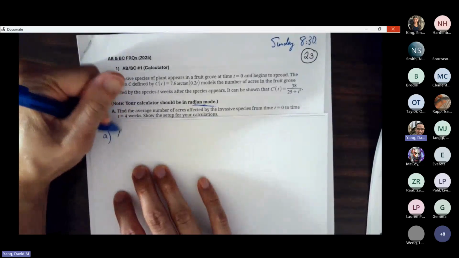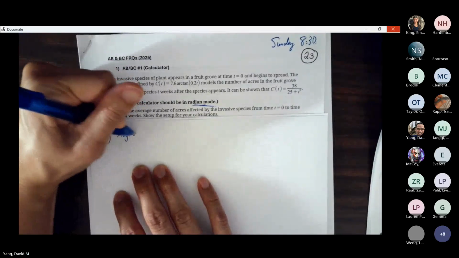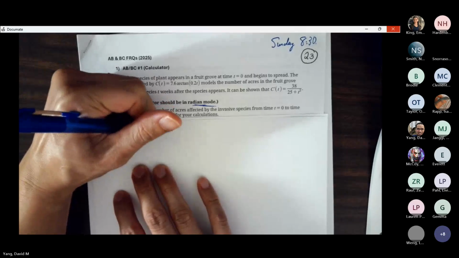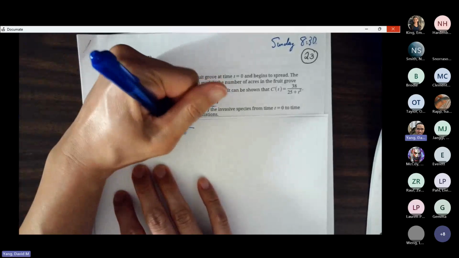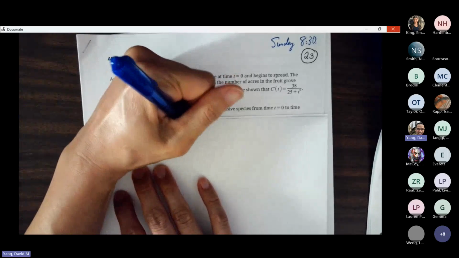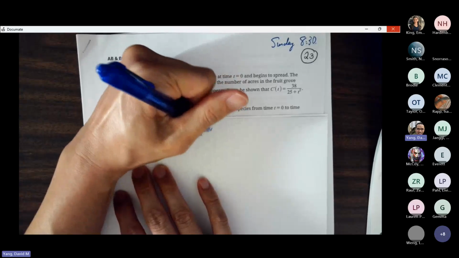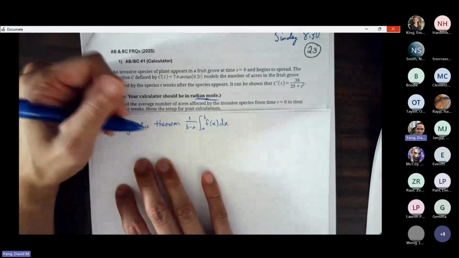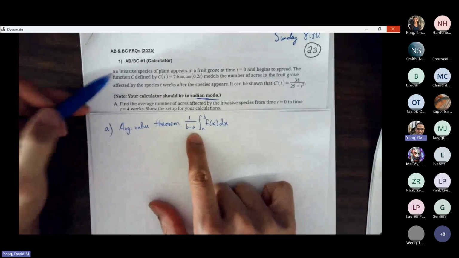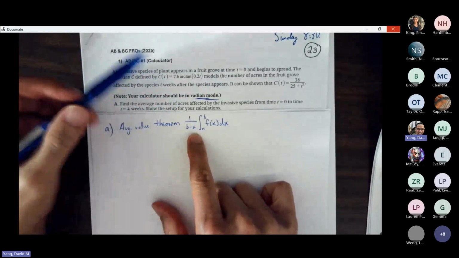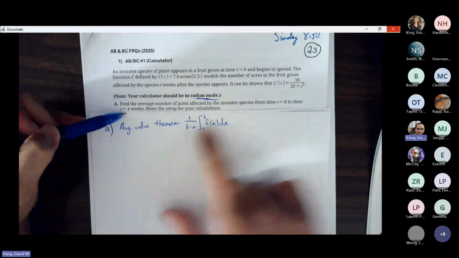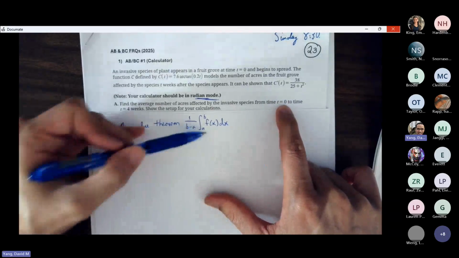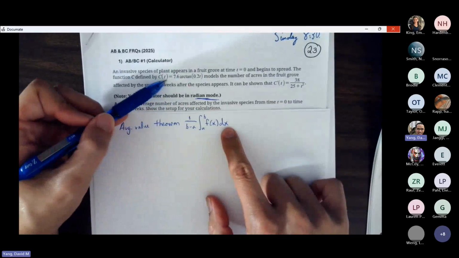So average value theorem basically is 1 over b minus a, integral from a to b of f of x dx. So for us, our a and b values will be extending from 0 to 4. That's our time interval. And then our f of x is going to be our c of t function.